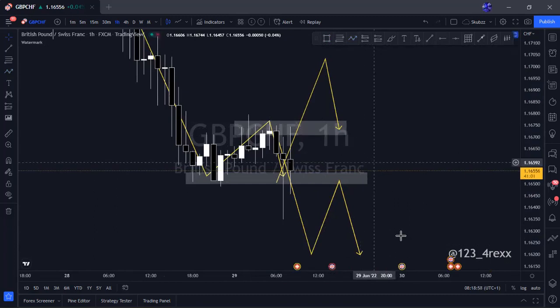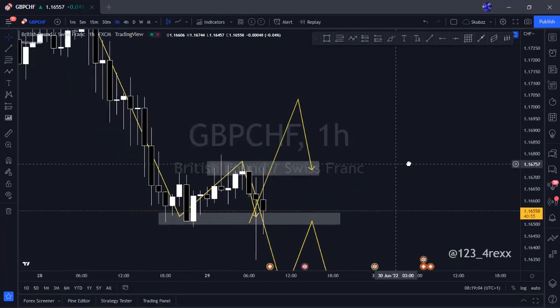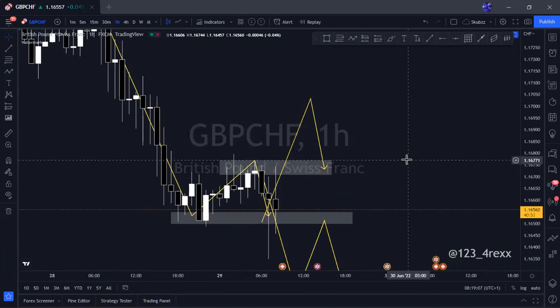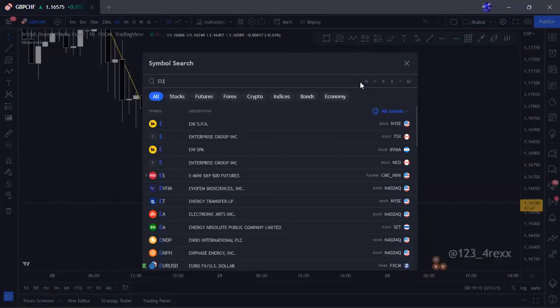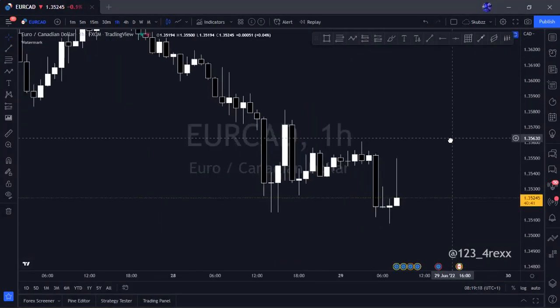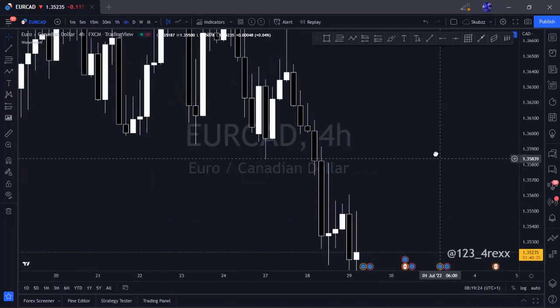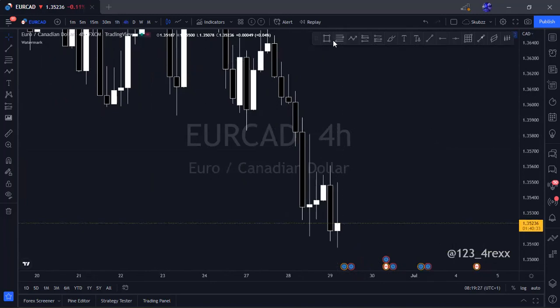Is there any other pair? Okay, the last pair we'll take a look at, Euro CHF. Let me see the 4H. It's bearish actually. The bias is almost the same as that. Was it GBP CHF I just looked at, or Euro CHF? GBP CHF. Okay, it's almost the same thing.